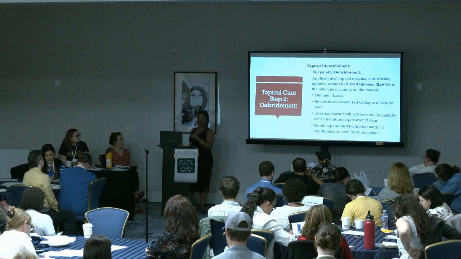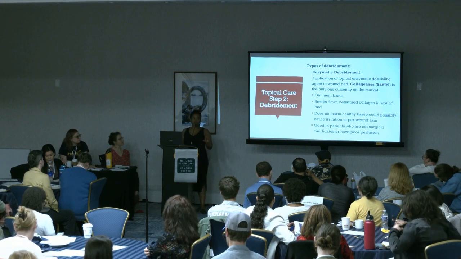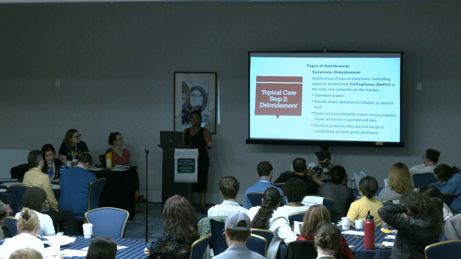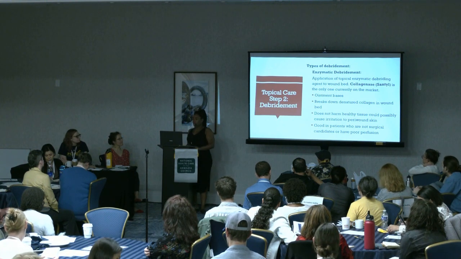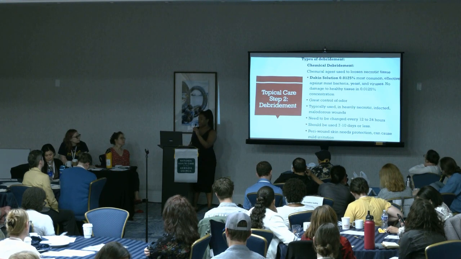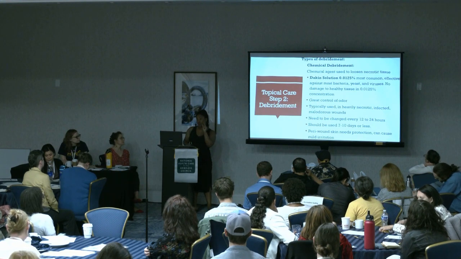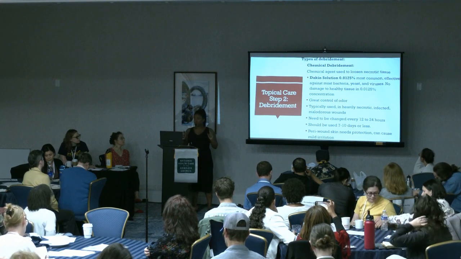It works super duper slow, and I find even in those folks who have poor perfusion, the autolytic debriding agents that help to kind of support your body's own process work a whole lot better. Then we have chemical debridement with Dakin solution, 0.0125%. That's Dakin's, Dakins is the brand name of it.